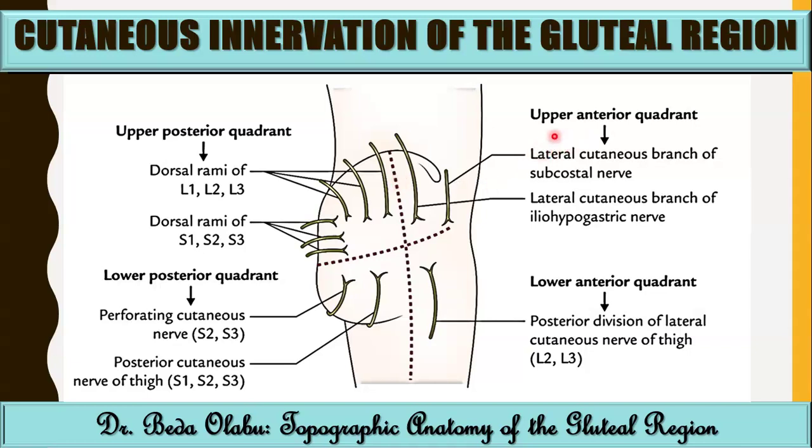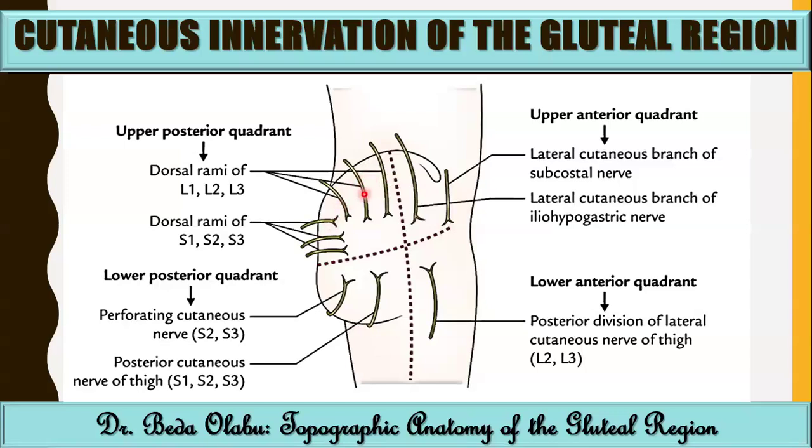But yes, on the upper outer quadrant, more lateral or more anterior, we have the lateral cutaneous nerve of the subcostal nerve. It's a branch of the subcostal nerve. We also have iliohypogastric nerve contributing into that quadrant. These are nerves we didn't mention. But yes, subcostal nerve is a T12 nerve, iliohypogastric is an L1 nerve. They reach the gluteal region.